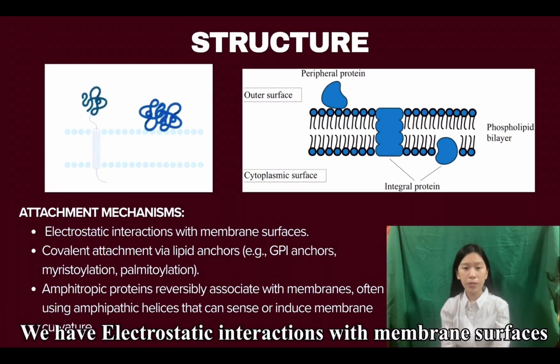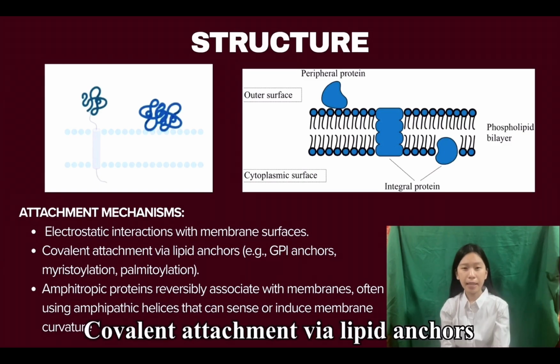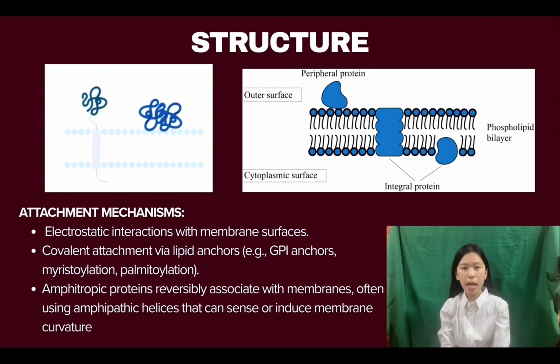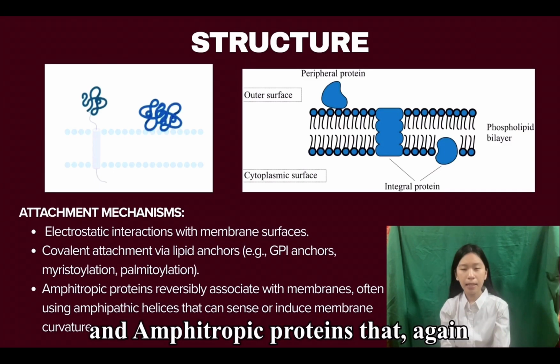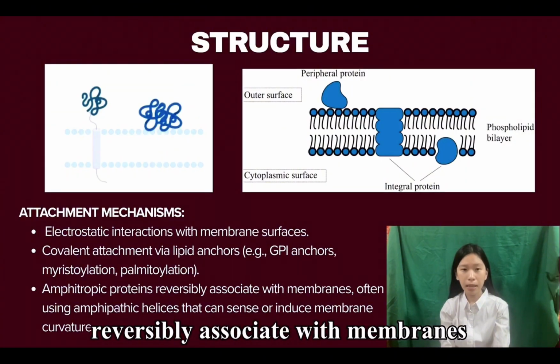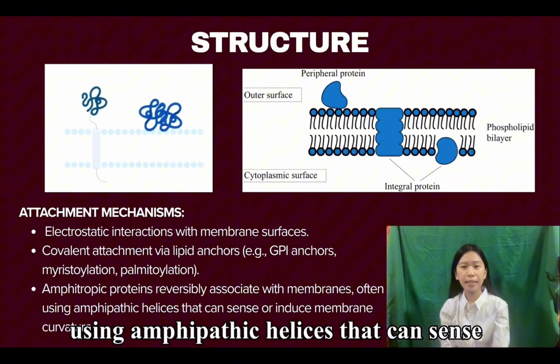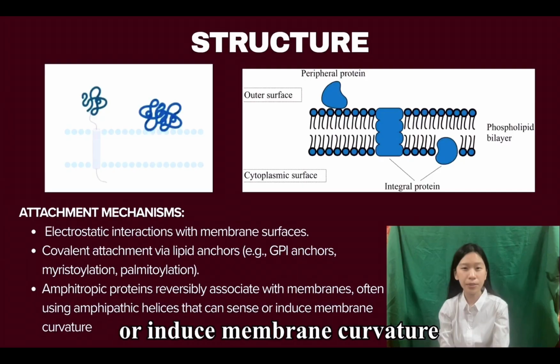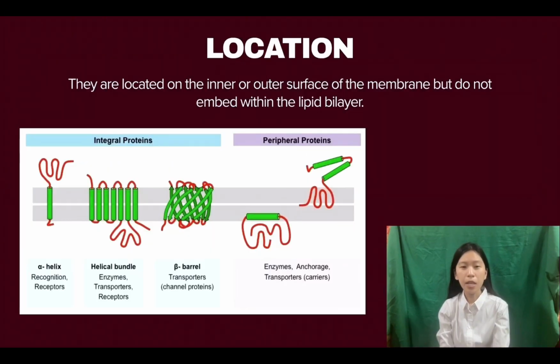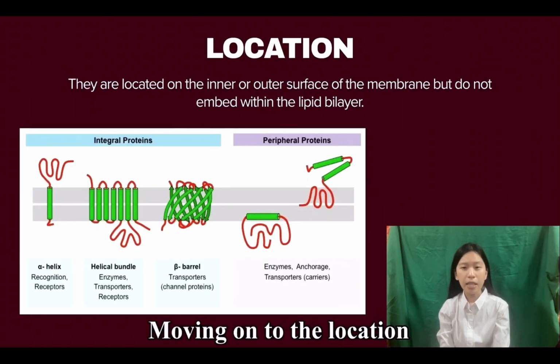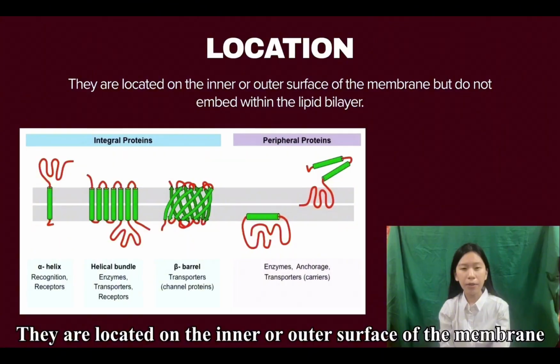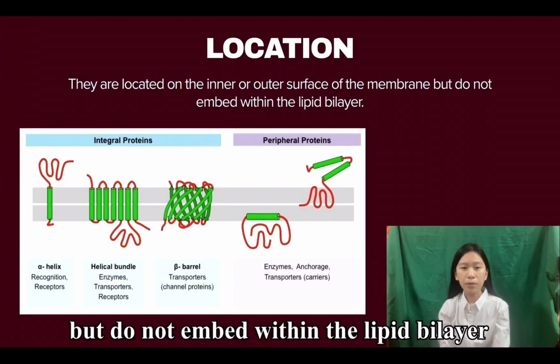We have electrostatic interactions with membrane surfaces, covalent attachment via lipid anchors, and amphitropic proteins that, again, reversibly associate with membranes using amphipathic helices that can sense or induce membrane curvature. Moving on to their location, they are located on the inner or outer surface of the membrane but do not embed within the lipid bilayer.